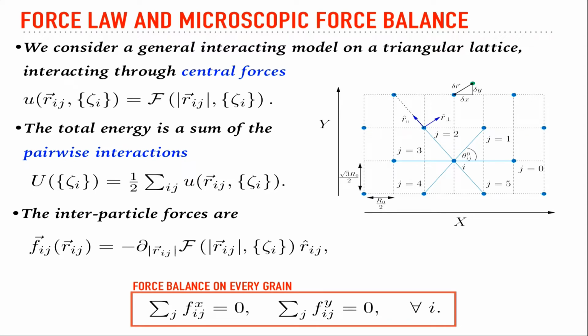The total energy is the sum of pairwise interactions. The interparticle forces are simply given by a derivative of this total potential, which, because it's central, gives you only normal forces. Forces are pointing along the direction connecting the two particles. What we need to impose at this stage is, when you are at the energy minimum, or in a force balance or static configuration, every particle has to obey force balance. So if I take the x component of the forces acting on particle i from particle j, and sum over all j, that has to be 0. And similarly for the y component of the forces. These are the only equations that govern the static configuration.